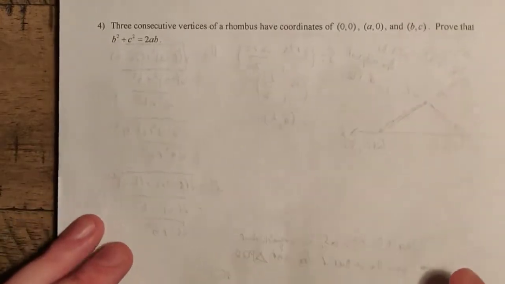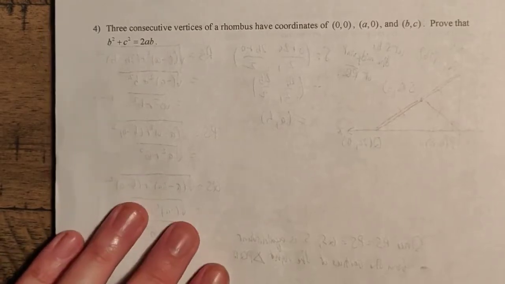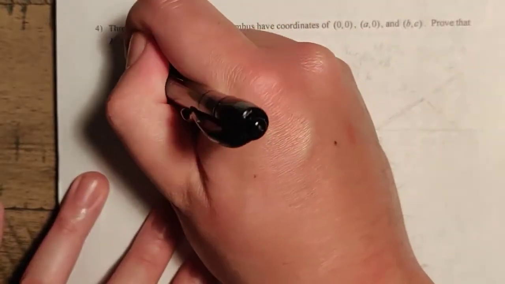Okay. Number 4. So let's look at number 4 here. So we're told that 3 consecutive sides of a rhombus have coordinates of 0, 0, A0, and BC. Prove that B squared plus C squared equals 2AB. All right. So again, we're going to sketch this out here.